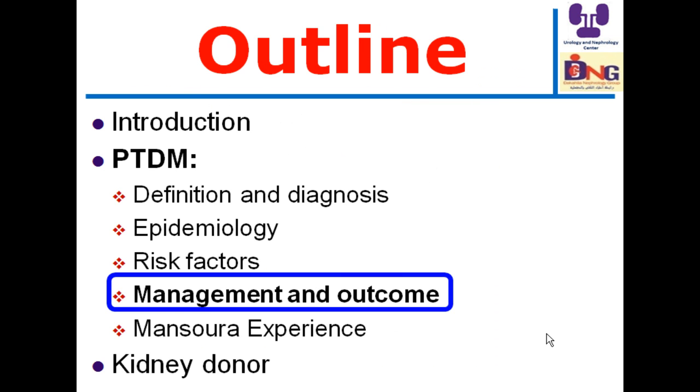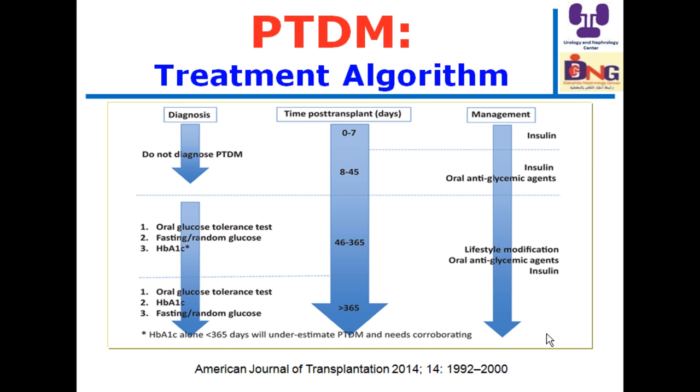So what about the management? The management depends upon the onset. So if we diagnose hyperglycemia, here we agreed that if hyperglycemia is in this zone in the first 6 weeks, it is hyperglycemia, not diabetes.